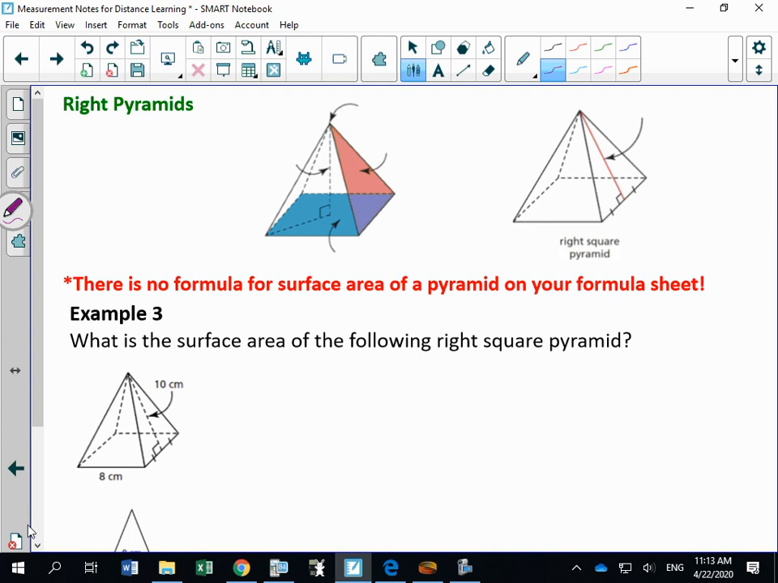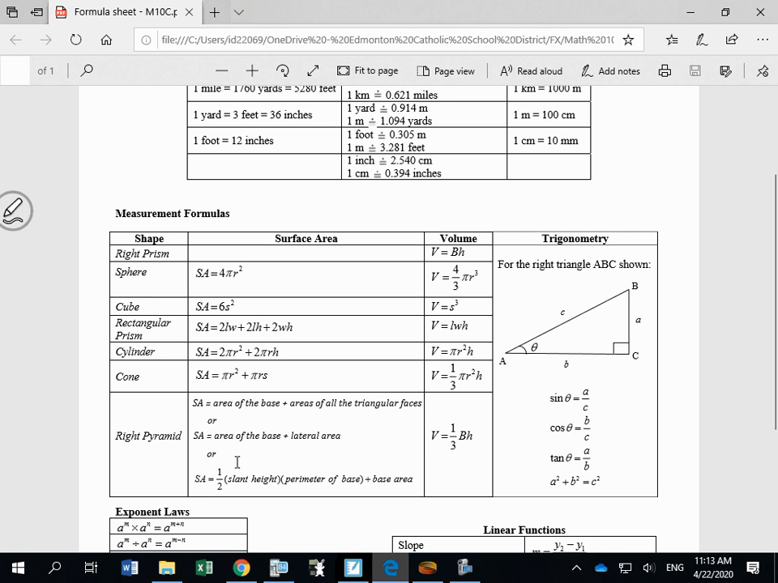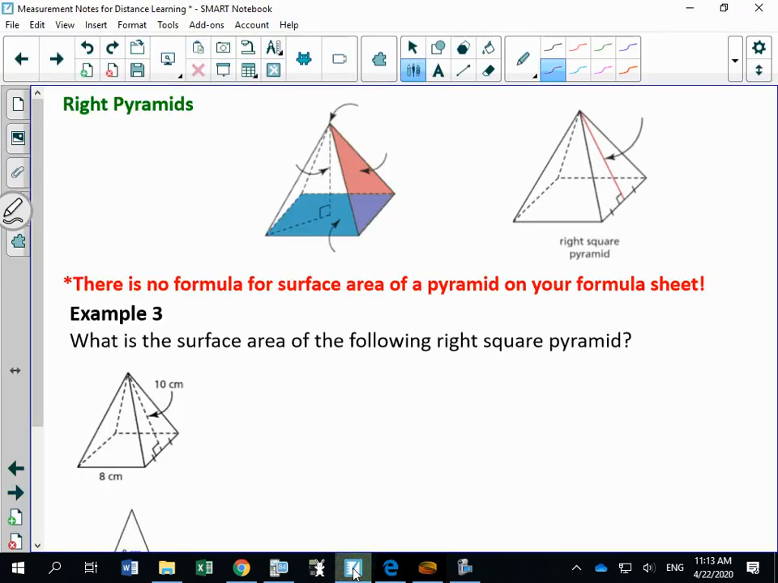Okay, right pyramid. So let's go to our formula sheets and find the formula for a right pyramid. Here are all of the shapes that you need to know, and here is the right pyramid. What's kind of interesting is it doesn't really give us a nice formula, so I'm not actually going to write anything on here. We're just going to ask, if we were painting the shape, how would we do that?